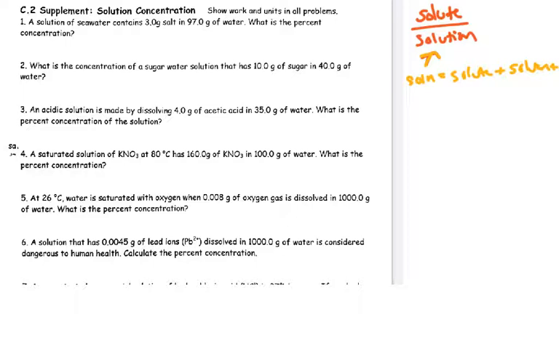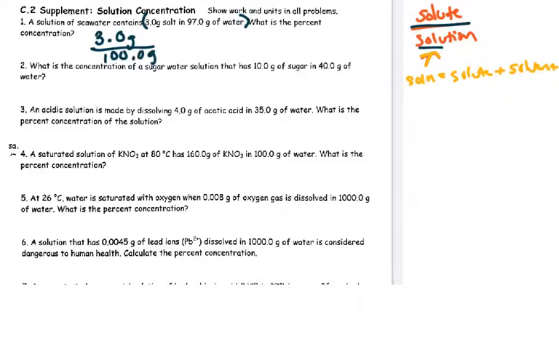So when I do this first problem, number 1, it says a solution of seawater contains 3 grams of salt in 97 grams of water. So because the salt is going into the water, the salt is the solute. So that's 3 grams of my solute, which is the first part of the equation, right? 3 grams of solute divided by my solution. Water is not the solution. Salt in water is the solution. So this whole thing is the solution. So 97 plus 3 is 100 grams.